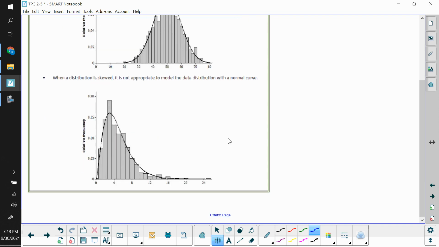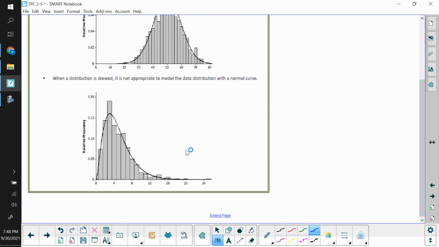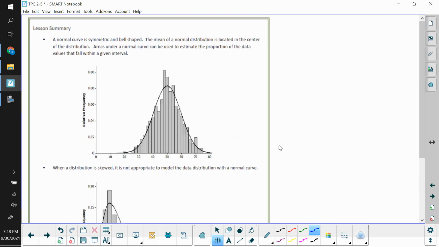And if we go over to the last slide for this one, remember a normal distribution is bell-shaped. We've got 68% for 1 standard deviation, 95% for 2, 99.7 for 3. If you got any skew, it's not a normal distribution.